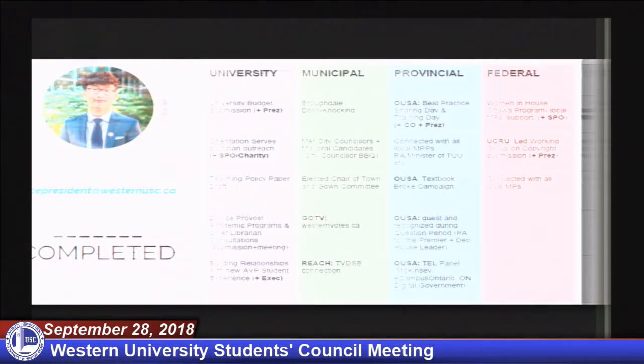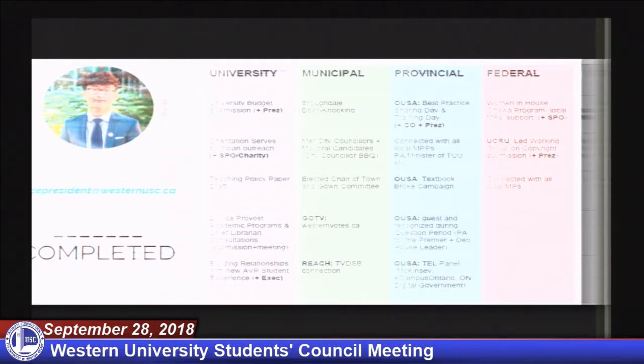I was elected chair of the Town and Gown Committee of London, which has various members, including Inam, who's representing Fanshawe, as well as the college and the university, and some city councillors and police and fire. For getting out the vote, we've launched our westernvotes.ca website, which I'll get to. For the REACH conference, I've worked with the early outreach coordinator to connect with the Thames Valley District School Board.